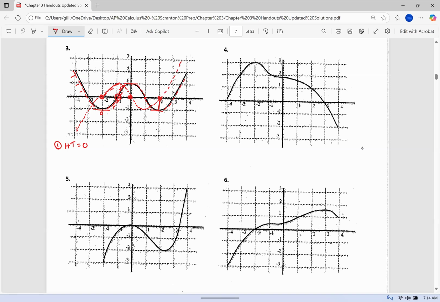This is an important point. That's called the point of inflection on the graph of f. It's where the function changes from concave down to concave up.